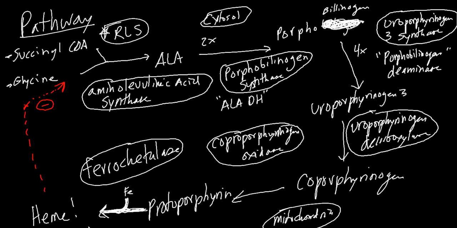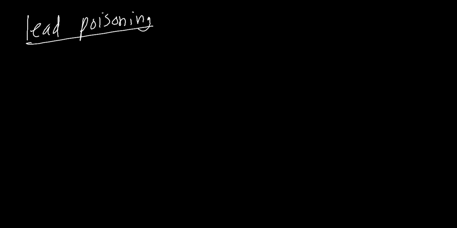Now we're going to talk about some disorders, about what happens when you inhibit some of these enzymes. So the enzymes I circled, we have the basic pathway. Just notice here that we have cytosol and mitochondria. We originally started in the mitochondria, went to the cytosol, we ventured back into the mitochondria. Now let's talk about lead poisoning. Lead poisoning is going to be a good one. So, how do you typically present with lead poisoning?